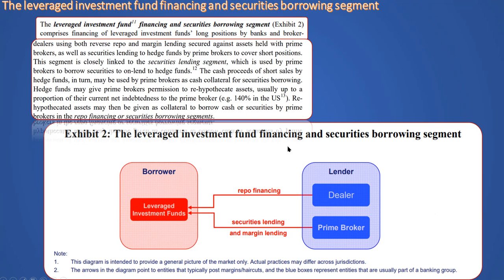And then on top of that, hedge funds may give the prime brokers permission to rehypothecate assets, usually up to the proportion of their current net indebtedness to the prime broker, which is 140% in the US. Now, if you remember, didn't we just get a bank open up a rehypothecation separation account in the European region? You know why they did that? Because this 140% cap is much, much higher in the EU. So this is another type of financing transaction that goes on involving repos.